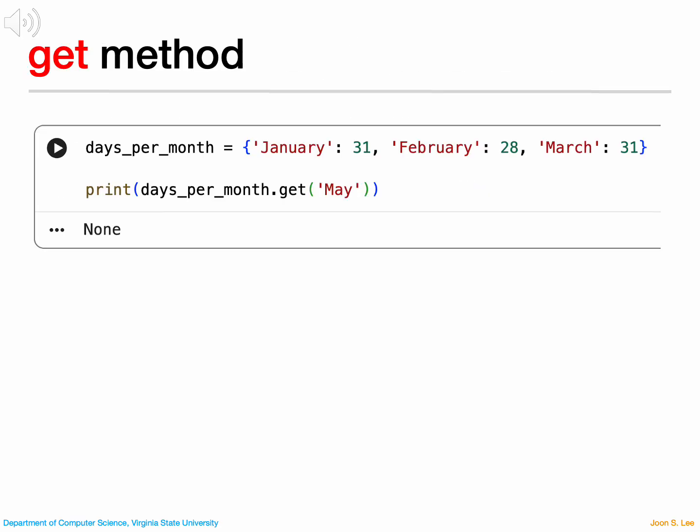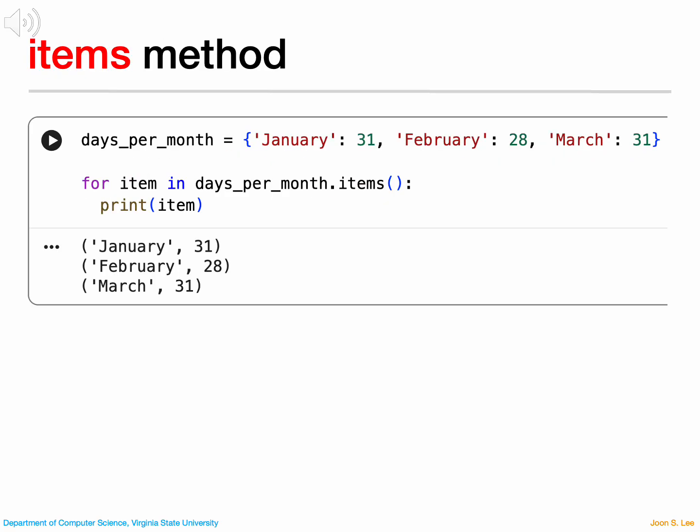To safely access values in a dictionary, Python provides the get method. The get method attempts to retrieve the value associated with a key. If the key exists, it returns the corresponding value. If the key does not exist, it does not produce an error. Instead, it simply returns None, which indicates that the key is not present in the dictionary. This makes get a safer way to access dictionary values when we are not sure whether the key exists.